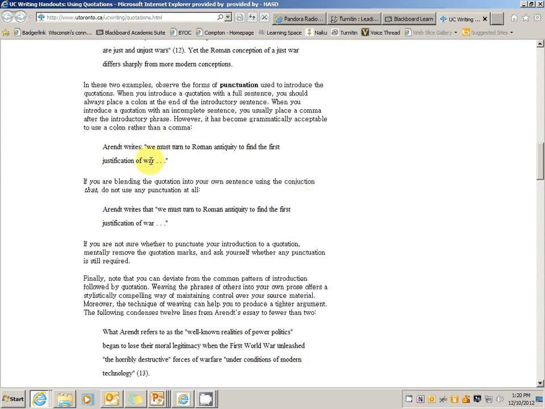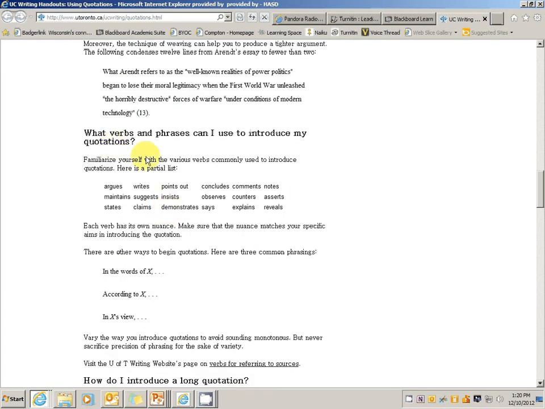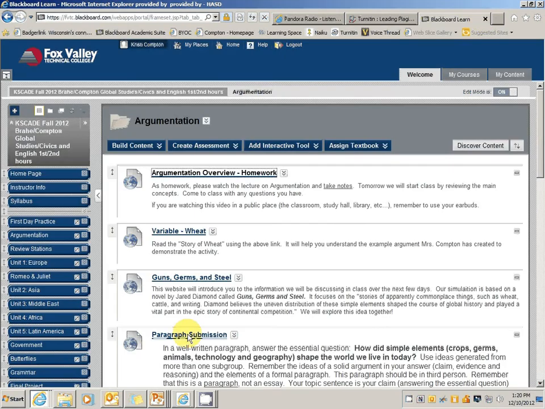So they have some other examples. Arendt writes that, and all of these are ways to introduce your quote. They have some verbs and phrases that can help you. Argues, writes, points out, suggests, explains. So we go back to the PowerPoint. Let's go back here.